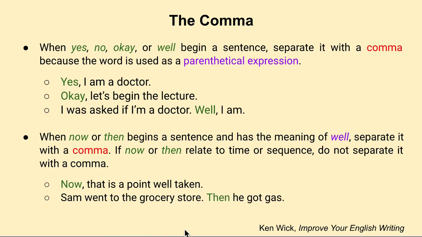The next example is not. Sam went to the grocery store, then he got gas. Then is being used in relationship to time or sequence, because he went here then, so it's sequence. Since then is being used in relationship to time or sequence, do not use a comma.